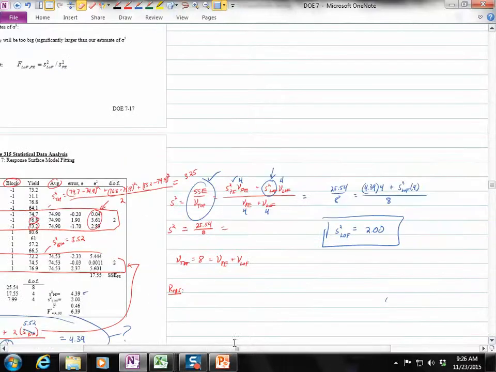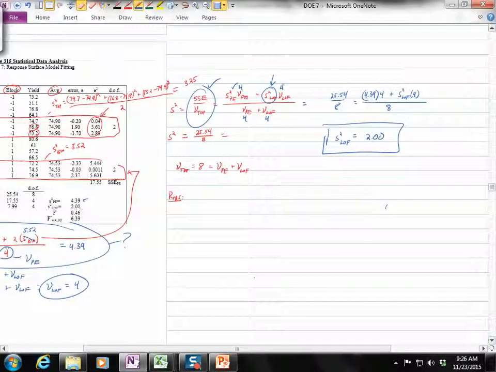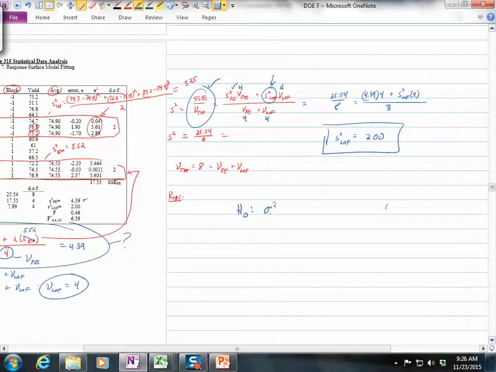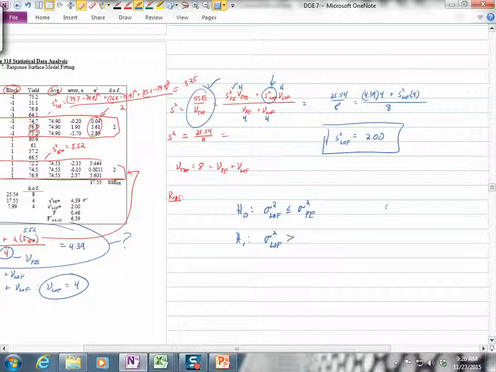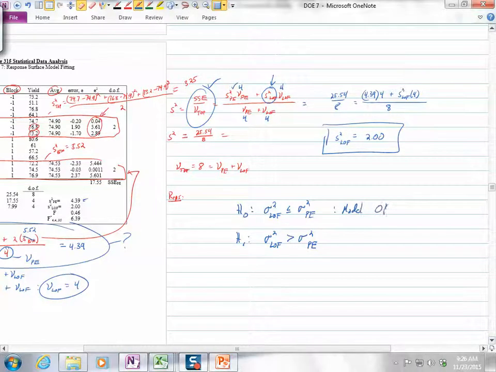So we have 2 estimates of variance. We have, so H naught would be the sigma squared of lack of fit is less than or equal to the sigma squared of pure error. And H1 would be the sigma squared of lack of fit is bigger than that of pure error. And this would be model is okay. Model is not adequate.